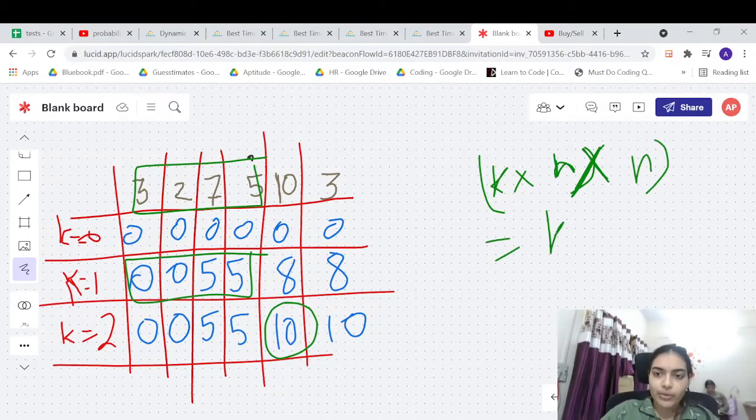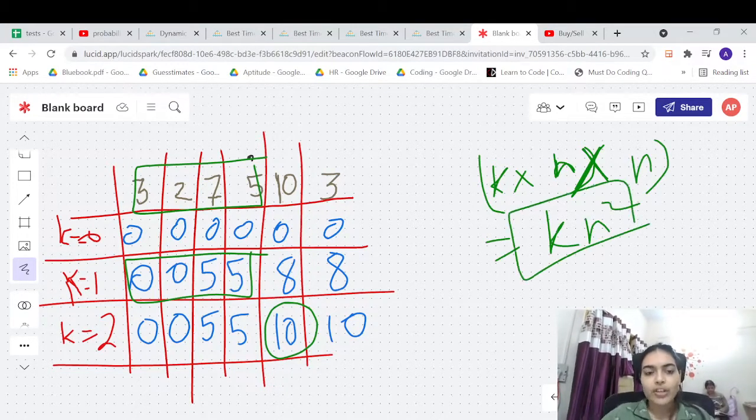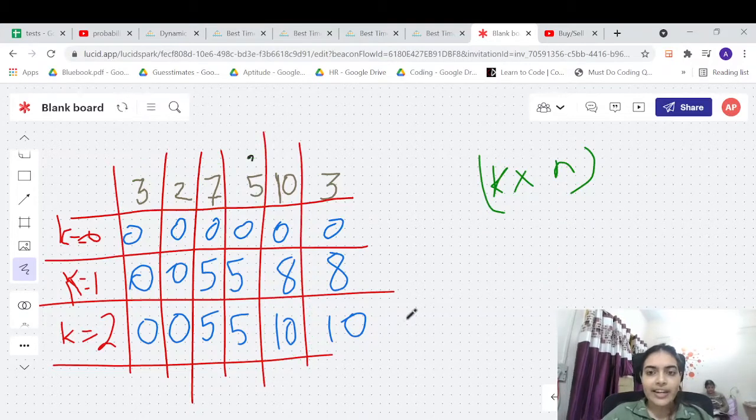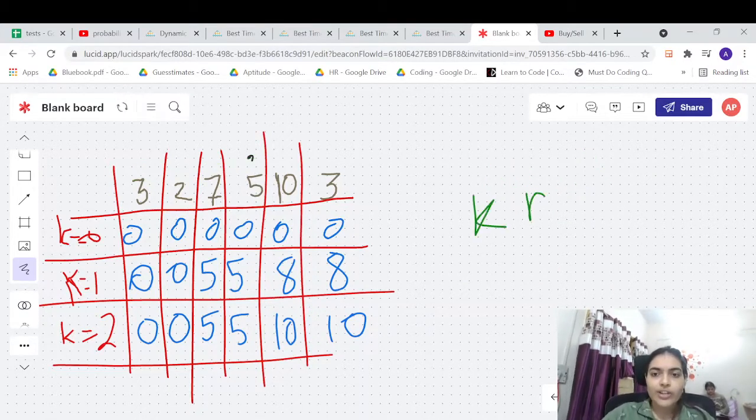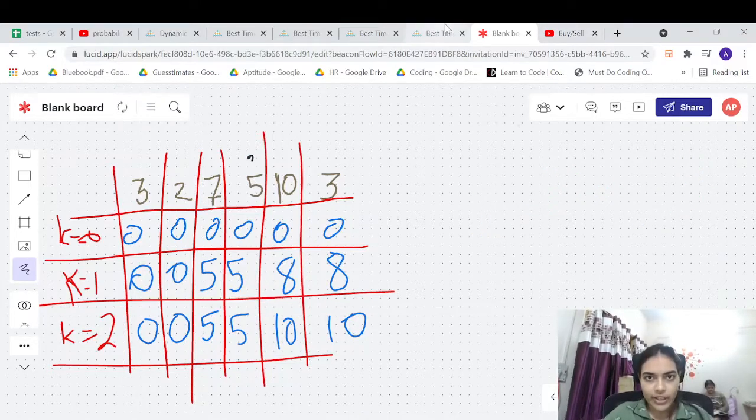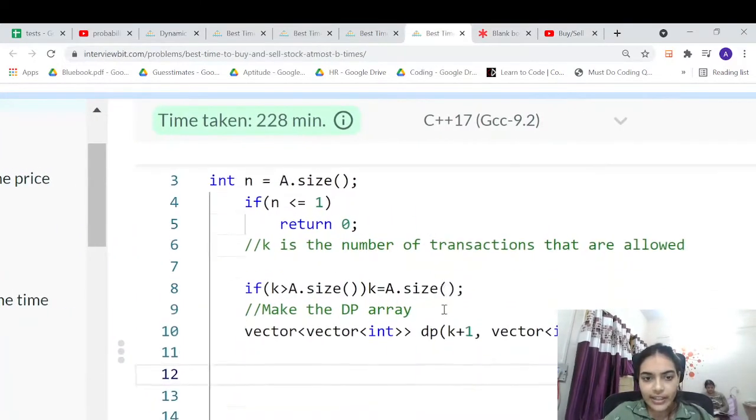So it will be k into n square. That will be the time complexity. Now this can be reduced, but first let's write this solution. Let's write the kn square solution and then we'll reduce it to kn, which will be the best case time complexity. So let us see the kn solution.